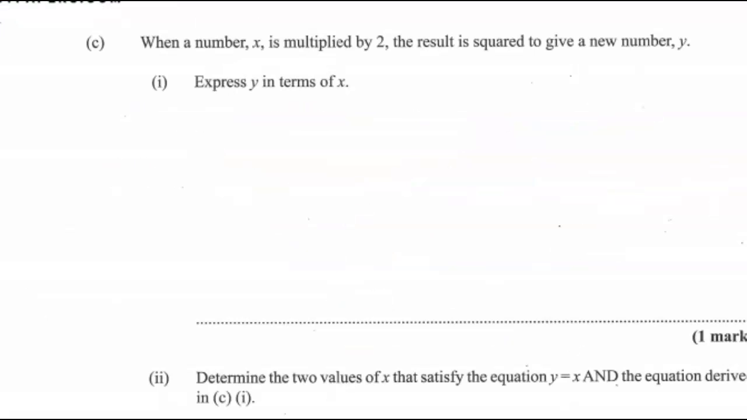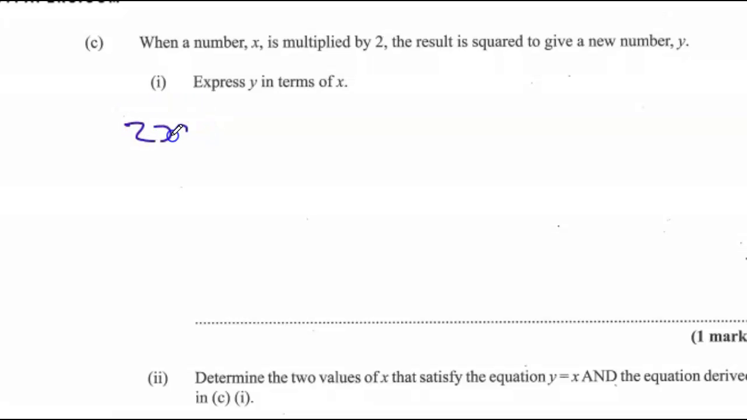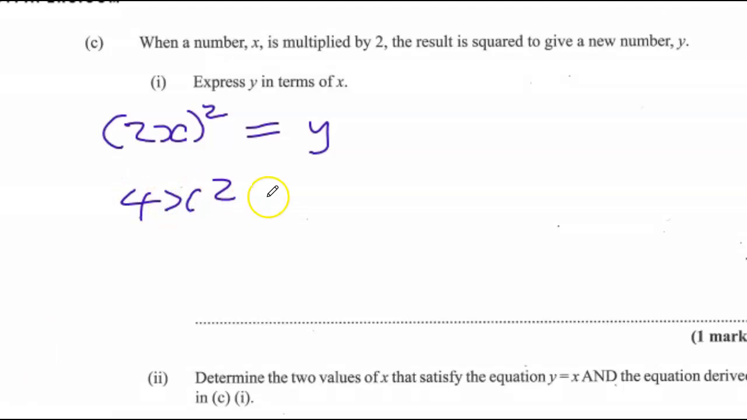Next, when a number x is multiplied by 2, so of course, multiply by 2, that's 2x. The result is squared. So we square this result to give a new number y. So that's a new number y. So if we square both sides, we can leave the answer like that. Or if you square both terms in the bracket, square the 2, you get 4. Square the x, you get x squared. Which is equal to y.